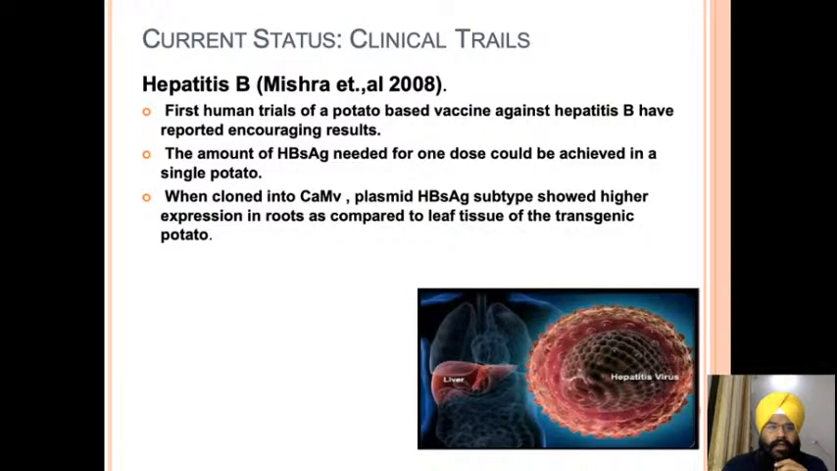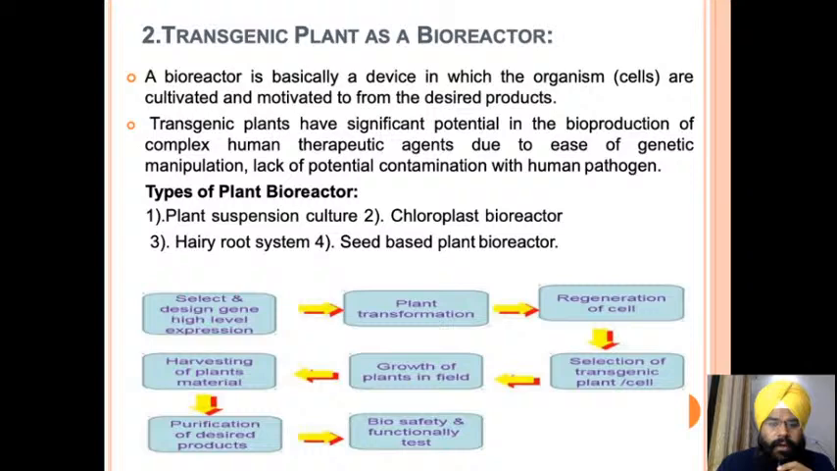This is one case study, go through it. And these are some clinical trials, current studies. In 2008, a potato-based vaccine against hepatitis B was produced and reported encouraging results. The amount of hepatitis B antigen needed for one dose could be achieved in a single potato when cloned in CMV plasmid. Hepatitis B antigen subtypes showed higher expression in roots as compared to the leaf tissue of the transgenic potato. Your transgenic product could also act as a bioreactor in which organisms could cultivate the desired product.